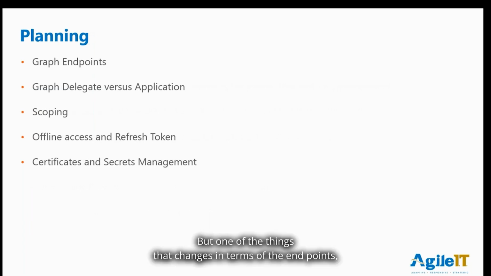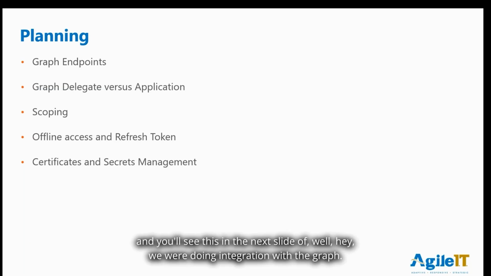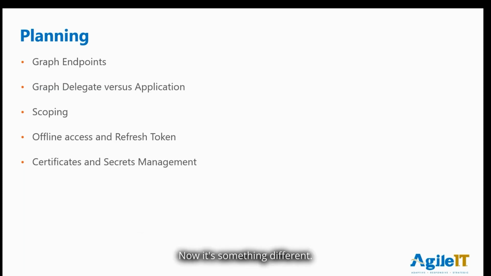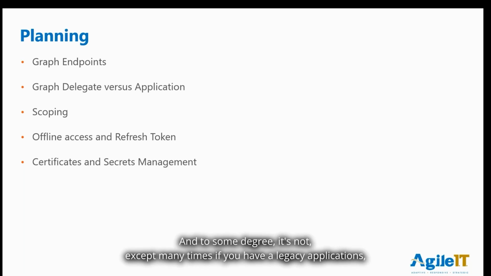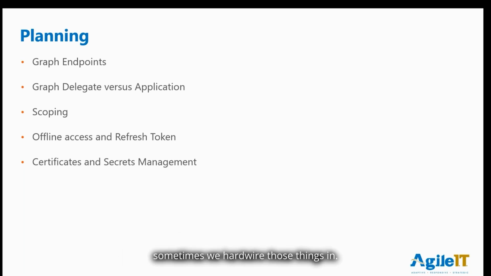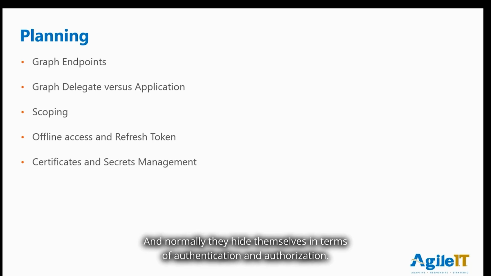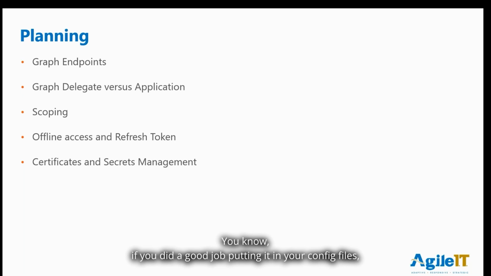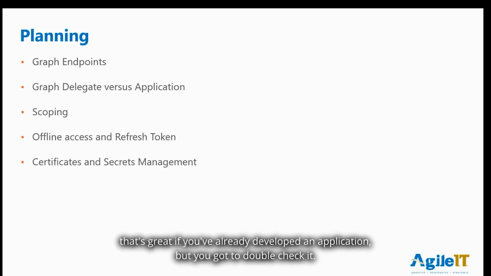Super basic, but one of the things that changes is the endpoints, and you'll see this in the next slide. We were doing integration with the graph, and now it's something different. It seems like it's not a big deal, and to some degree it's not, except many times if you have legacy applications, we hardwire those things in and expect them to come in, and they normally hide themselves in terms of authentication and authorization. If you did a good job putting it in your config files, that's great if you've already developed an application, but you've got to double check it.